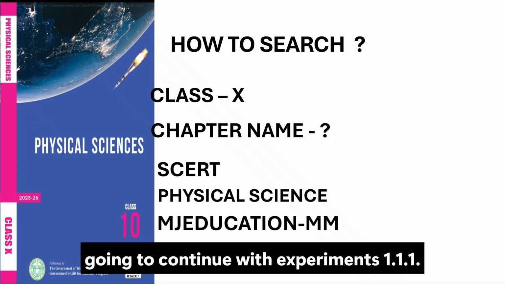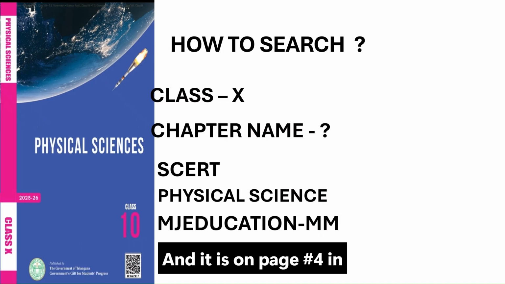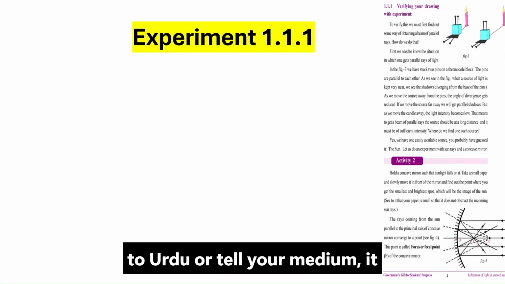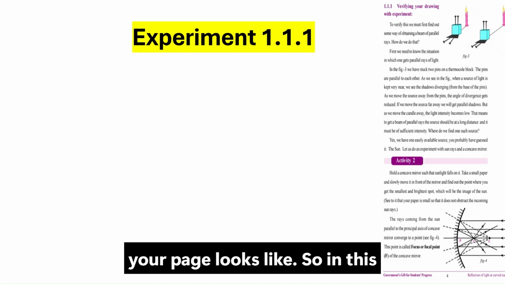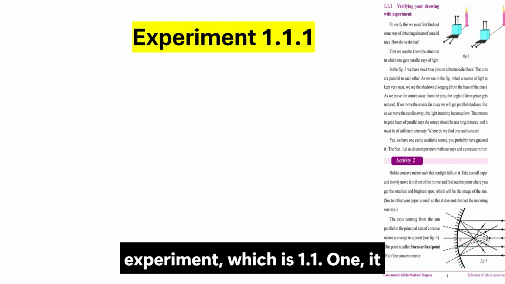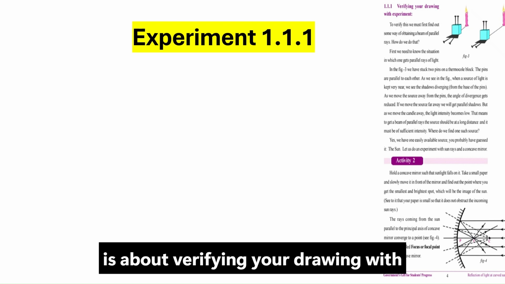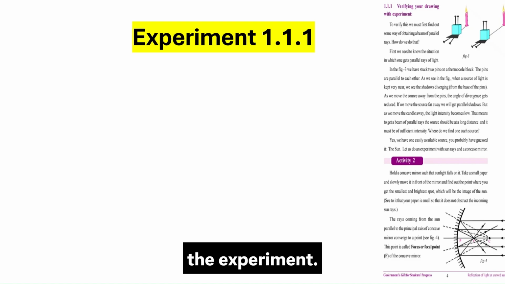So today we're going to continue with experiment 1.1.1. And it is on page number 4 in English medium, but if you're referring to Urdu or Telugu medium, it is on page number 8, and this is how your page looks like. So in this experiment, which is 1.1.1, it is about verifying your drawing with the experiment.